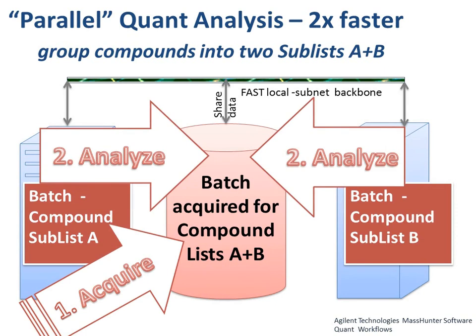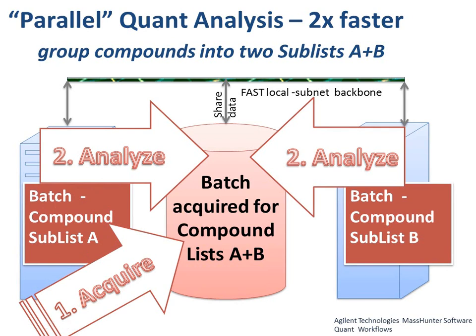Let's go through the steps: first acquire the data, and then analyze the data. Now, this scenario works when you can divide up your batch into two or more compound lists. So I'm going to say compound list A and compound list B, with some categorization, let's say by functional group, that allows me to report and think about the batch in terms of multiple compound lists. So here I'm going to basically be running two batches at the same time. And the goal here is the finishing time.